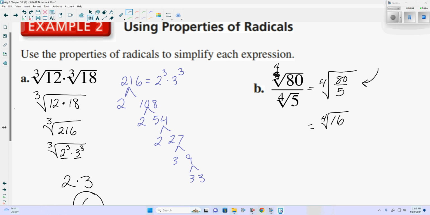Now we just need to see if we can take the 4th root of 16. And we can, and it is. So the 4th root of 80 over the 4th root of 5 is 2. Questions on this here? I mean, we could have broken 16 down into the fact that it is 2 to the 4th, and the 4th root of 2 to the 4th is 2, because when that index and the exponent are the same, they simplify out.